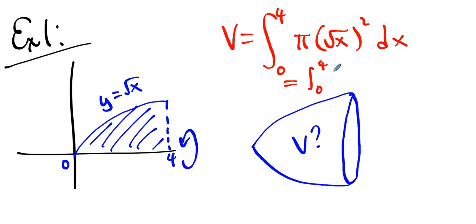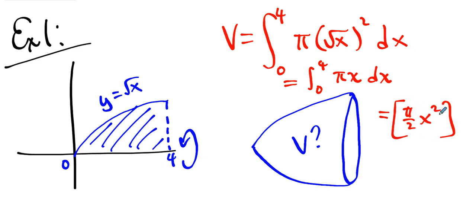And so it becomes our job to decide how to do this. Well, square root of x squared is pretty easy. And so we think to ourselves, do we have an antiderivative for this? You bet we do. Substituting 0 will go easy, so we'll substitute 4, that's 16 over 2, 8 pi. That's the volume of the solid.